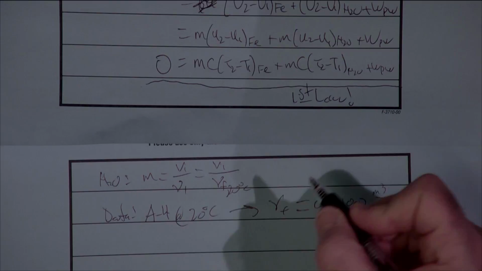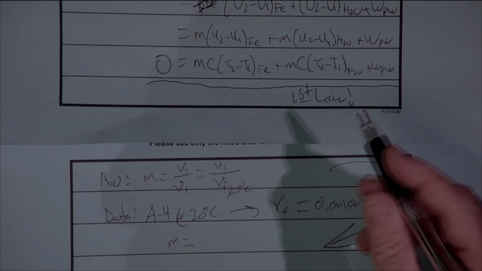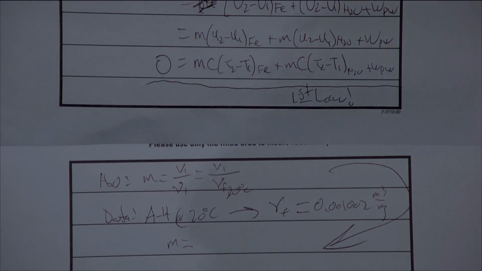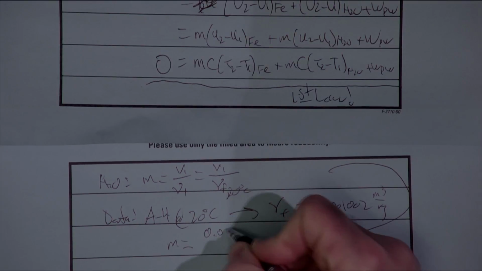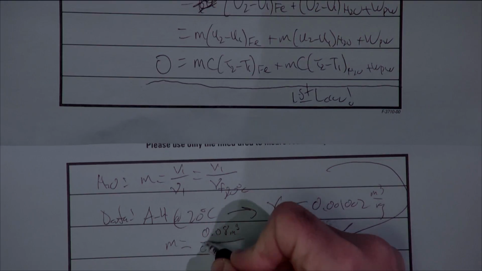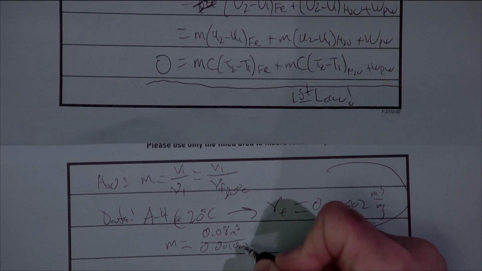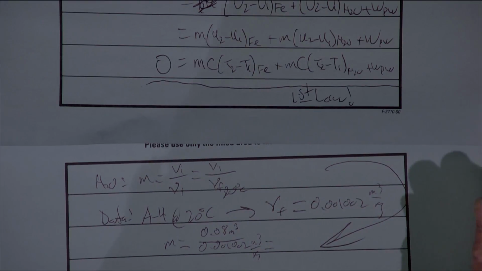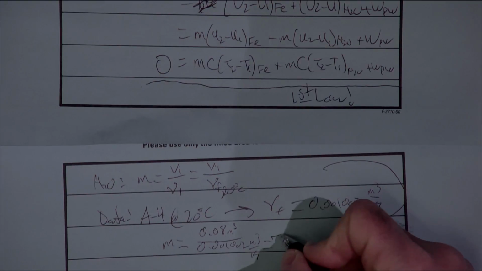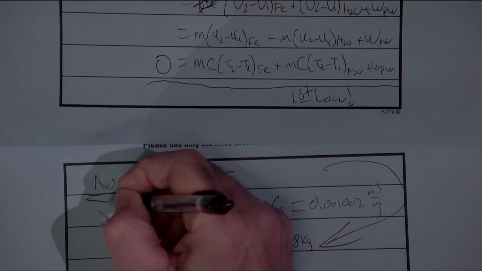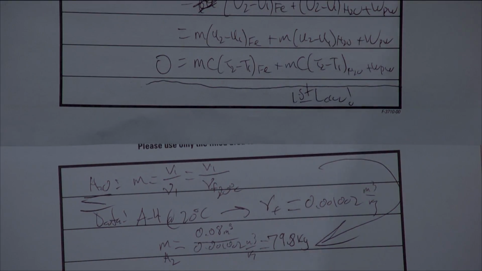So let us find the mass. It tells us we have 80 liters of water, so we know there's 1,000 liters per cubic meter. So that means we have 0.08 cubic meters. And we divide that by 0.001002 cubic meters per kilogram. So we end up with a mass of 79.8 kilograms. Now this is the water mass, right? This is all for water. Let's get our heat capacity data now.